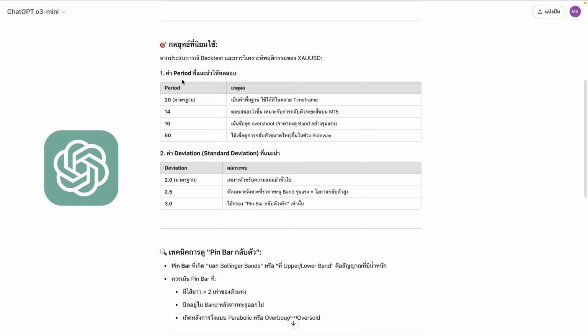And here are the Bollinger Bands periods that ChatGPT recommended. What values did it suggest? Let's take a look together. It recommended periods starting from 10, 14, 20, and the furthest being 50. These are the period values, and 2, as recommended by ChatGPT, is the standard deviation value, which is also part of the Bollinger Bands. The values chosen start from 2.0, which is said to be the standard, then 2.5, and 3.0.